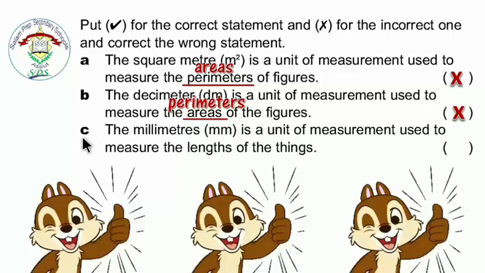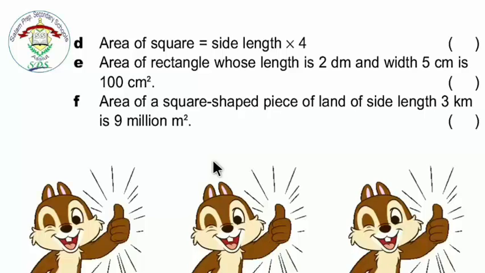Please take care. The third one, the millimeter is a unit of measurement used to measure the length of things. That's true because the millimeter is a unit of length. The fourth one, area of a square equals side length times 4. That's wrong. Area of a square equals side length times side length.